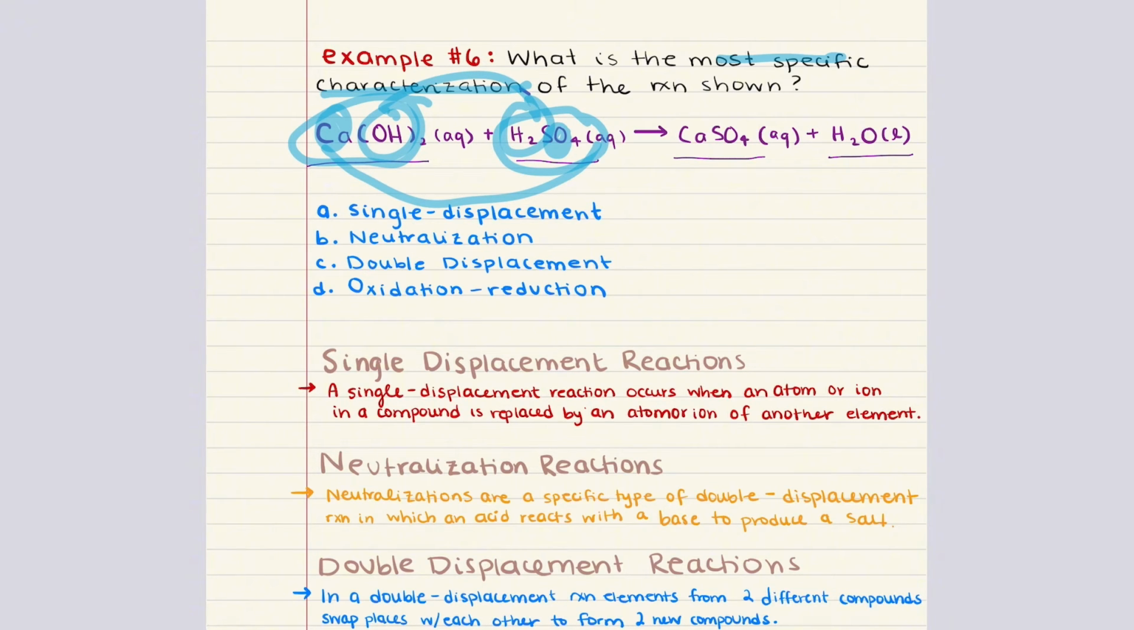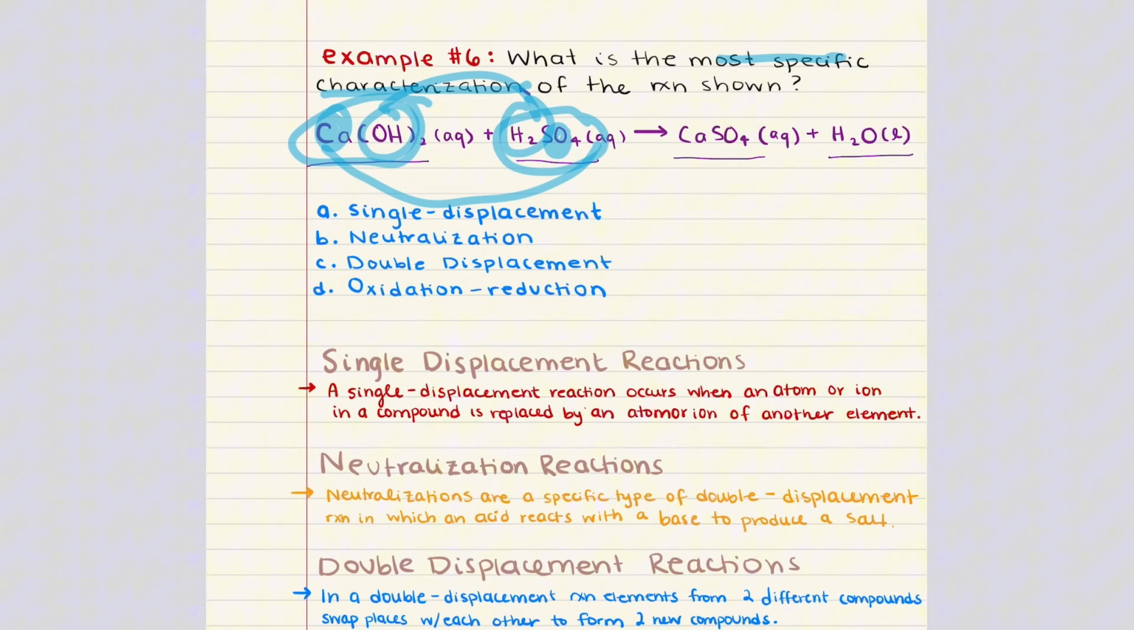Keeping that in mind, let's go through the answer choices together. A says single displacement. Single displacement involves one element being displaced by another in a compound. This is not the case here. We see actually a double displacement.